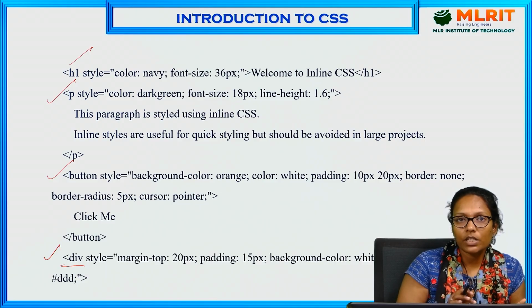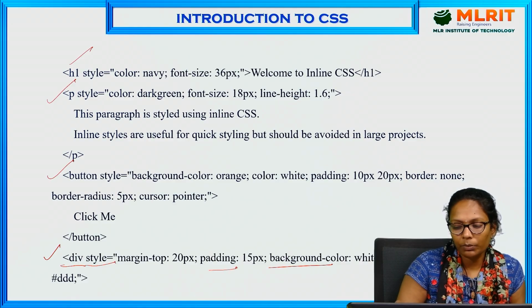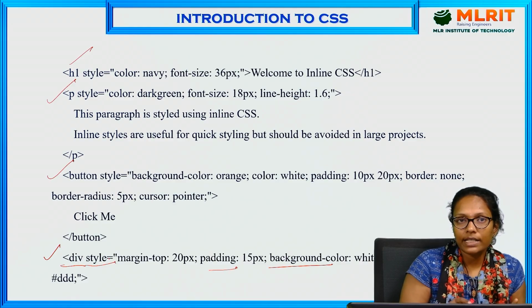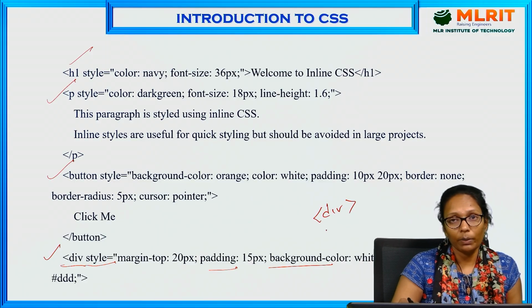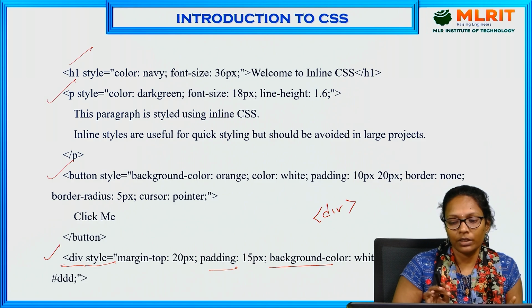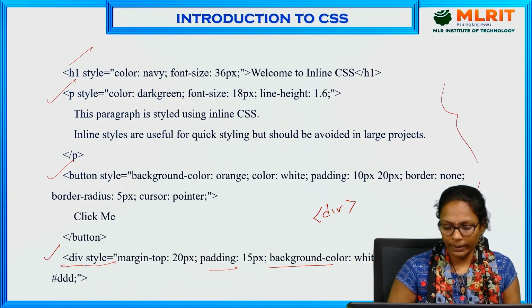For this division, what are the different styles we are applying? I'm applying some padding, background color, border, all these things. With these styles, a division will appear. Generally, if I write a division tag, it will not be visible. If I simply open a division, it will not be visible. But if you want to make it visible, you should apply some styles for that, some border, some background color. All these come under inline styles only.